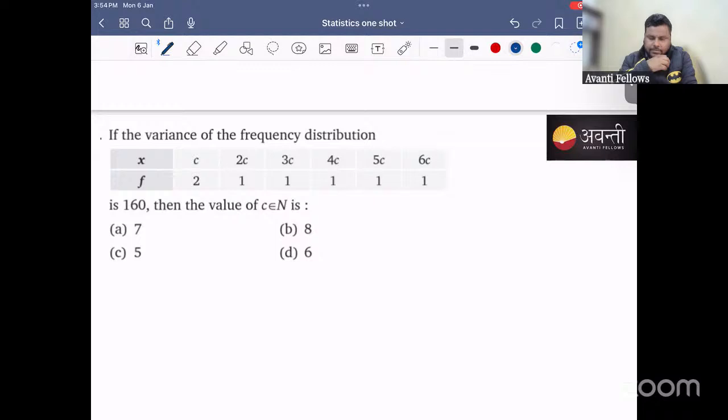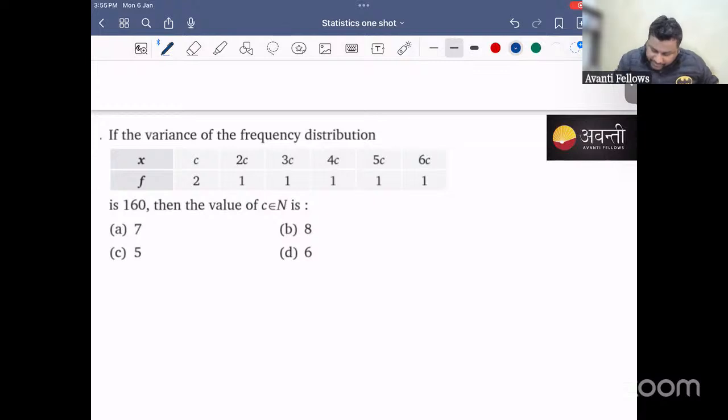Quickly. Sometimes from this chapter, they are asking questions involving too much calculation. Question will be easy, but calculation will be too much. So we also have to be really quick in that case, because anything can happen. Now here in this case, the variance of the frequency distribution.